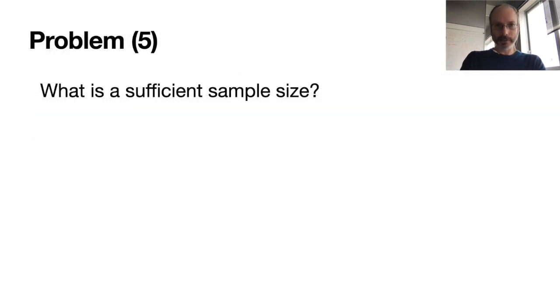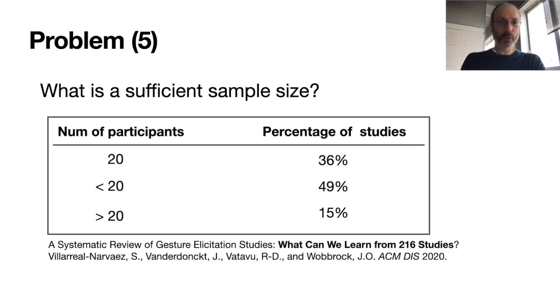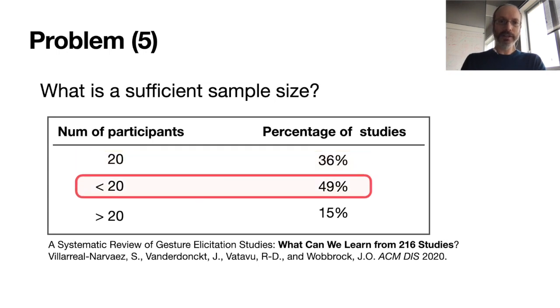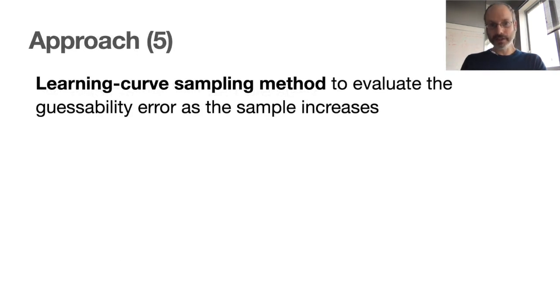Problem number 5. What is a sufficient sample size? Villarreal-Narvaez and colleagues report that 20 participants is the most typical choice, while 49% of the studies report less than 20 participants. But these choices are not based on any theory or any empirical evidence. How reasonable are they? We get inspiration from machine learning practice.